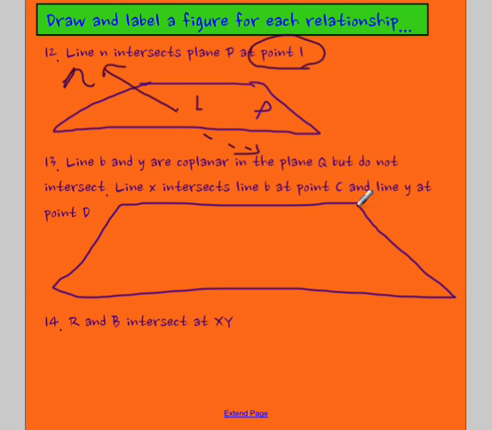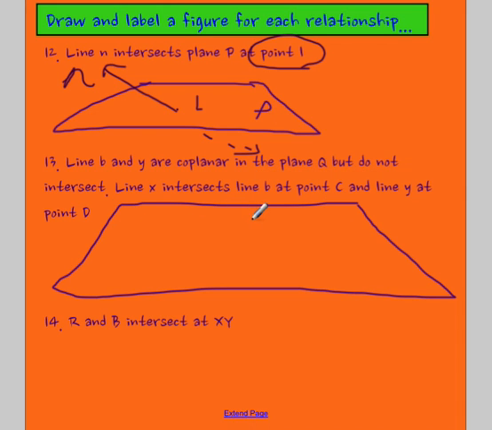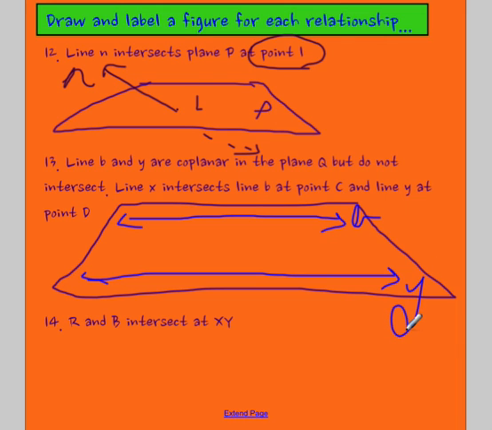Line B and line Y are coplanar. So if you look back on your notes, remember that coplanar means that they are on the same plane. So I'm going to draw two lines on the same plane that do not intersect. So they're not going to touch each other. So in my case, I'm drawing them parallel. I'm going to call this one script B, and I'm going to call this one script Y. So I've got that done, and I've got that done. And this plane is script Q. Okay, they do not intersect.